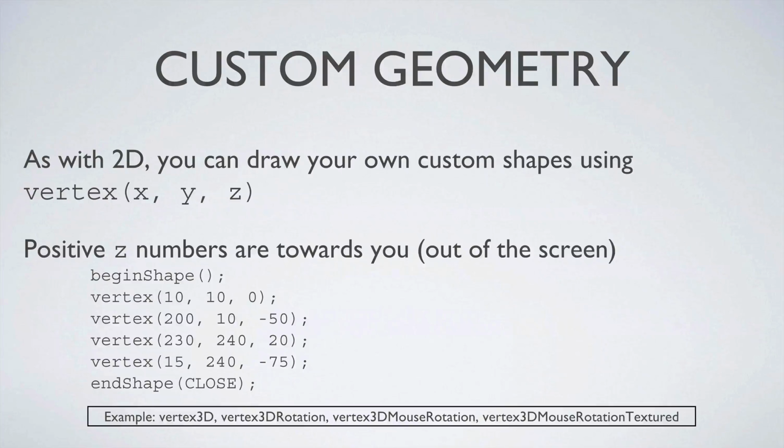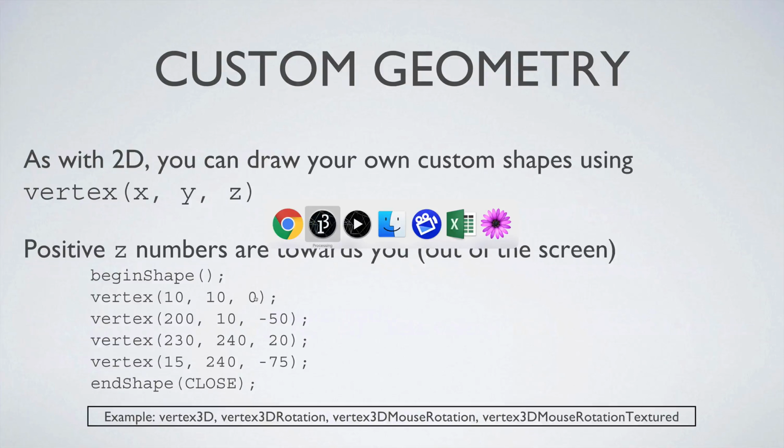Now, as with 2D, you can draw your own custom shapes using vertex. So positive Z numbers are towards you, out of the screen. So here we've got beginShape, vertex, vertex, vertex, vertex, endShape. And notice we've now got 3 values, not 2. It's not X, Y, it's X, Y, Z. So we can have a quick look at one of these.